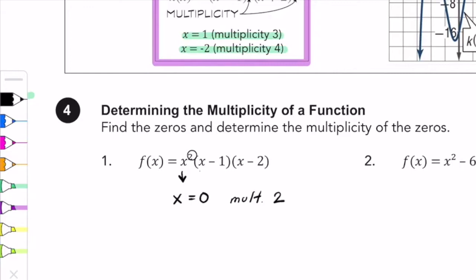This factor, x minus 1, has a 0 at positive 1. This factor only happens once. The multiplicity is 1. And our last factor has a 0 at positive 2, occurring only once, so the multiplicity is 1.